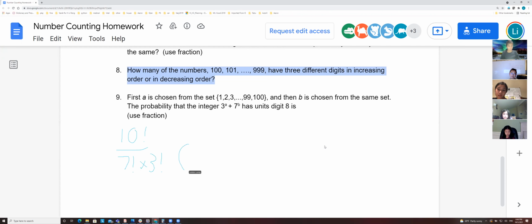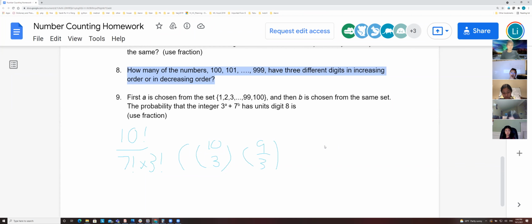C 10 3. Yes, that's correct. This is for decreasing, right? Yeah, and for increasing it'd be C 9 3. Perfect. And then the answer in total is 204, I think. If memory's okay. Yeah, that's exactly right.